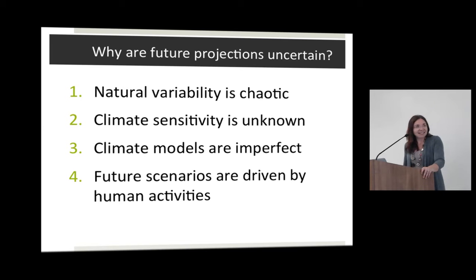And then there's perhaps the biggest uncertainty of all, and that is the fact that future scenarios are driven by human activities. If we go backwards here to here, why is climate no longer stable? There's one big reason for that. That reason is people. Exactly. And so people are the #1 uncertainty.